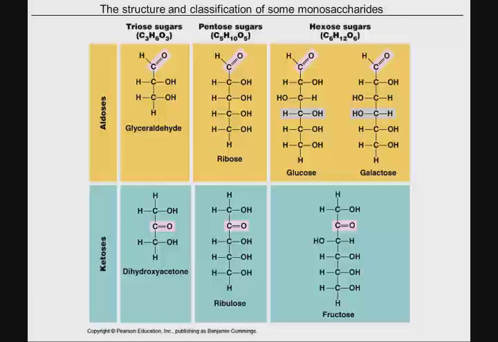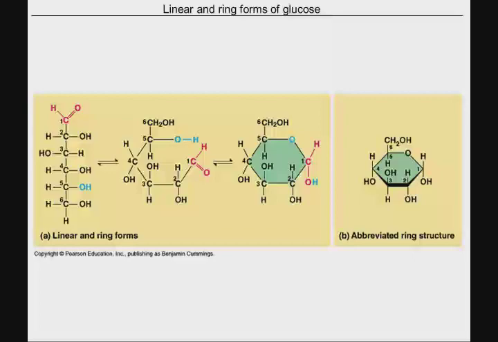Now we're going to depict them in what's called the linear form, but they'll also form this ring form in aqueous solution. And oftentimes when we're going to link them together into a polymer, we're going to actually use the ring form to link these monosaccharides together. So in this case we see glucose. This is the linear form of glucose on the far left. We can see with a little bit of chemistry we can link it to itself to make this ring form. And that's going to be important because you can link that together in a couple different ways.